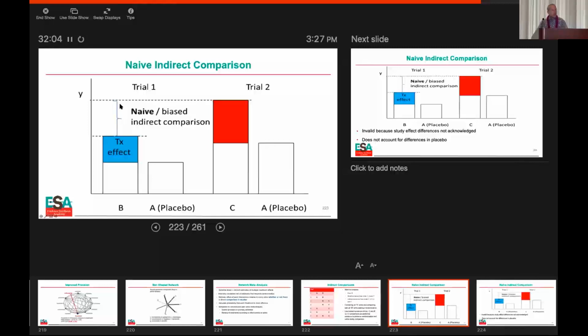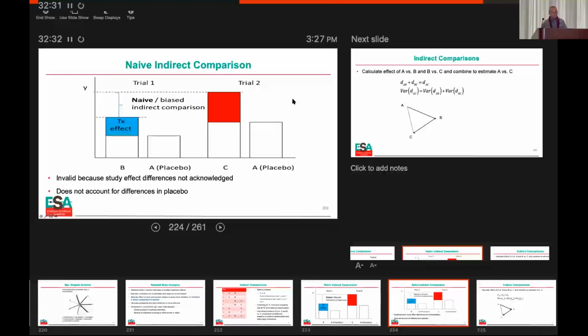But that's not the right estimate that I want, because there's a different baseline level in these 2 trials. If I'd raised this baseline level in A up to where it was here, this would have been raised. And actually what I want to take is the difference of these 2 differences. In other words, the difference between this and this minus the difference between that and that, not the difference between the 2 arms themselves. So it's invalid here because the study effect differences are not acknowledged and it doesn't account for the differences in the placebo.